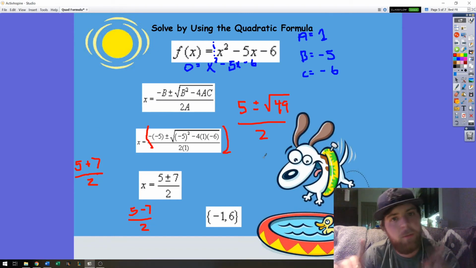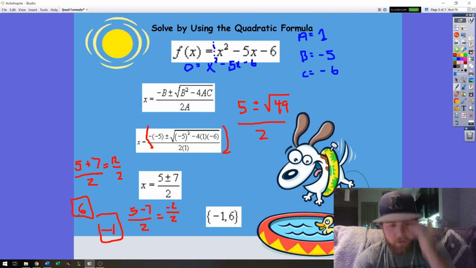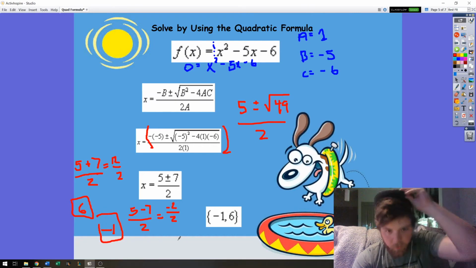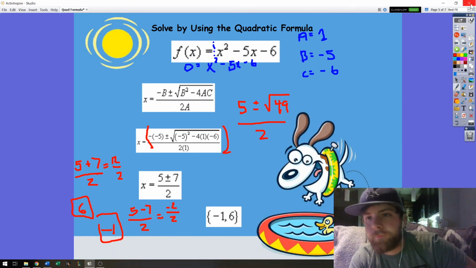The plus or minus means I'm going to have two different answers. 5 plus 7 is 12. 12 divided by 2 is 6. So that's the first answer. 5 minus 7 is negative 2. Divided by 2 is negative 1. So my two answers are x equals 6 and x equals negative 1. You can also write it out just like this here as well.